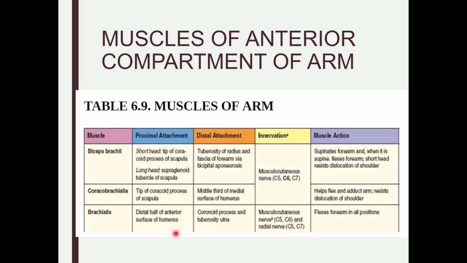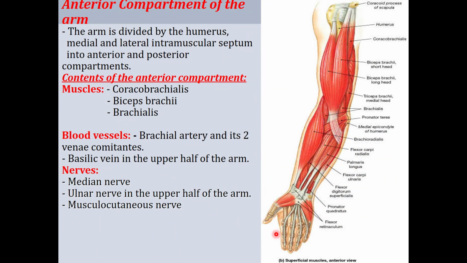So what we have discussed about brachialis: it originates from the distal half of the anterior surface of the humerus, and it is inserted over the coronoid process and the tuberosity of the ulna. For the ulna, the process is the coronoid process. For the scapula, it is the coracoid process. It is innervated by the musculocutaneous nerve. Okay, it flexes the forearm in all positions.